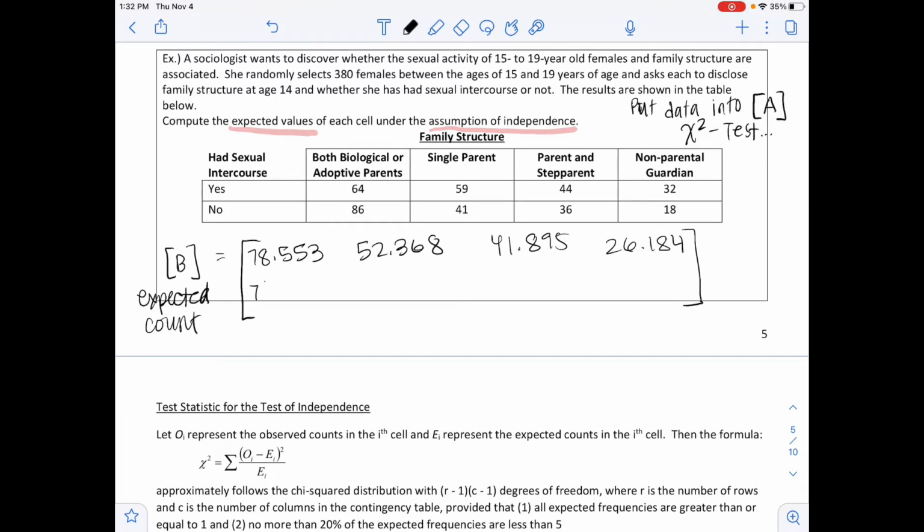Second row is going to be 71.447, 47.632, 38.105, and 23.816. And so this is what you would expect to see if the variables are independent. And so you can look at what they observed and what you would expect to hold true if, again, that null is true, which is that the variables are independent.